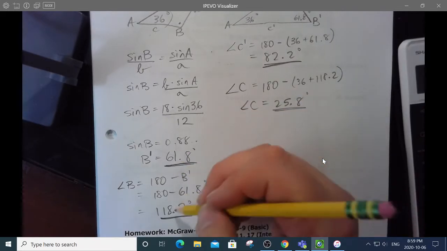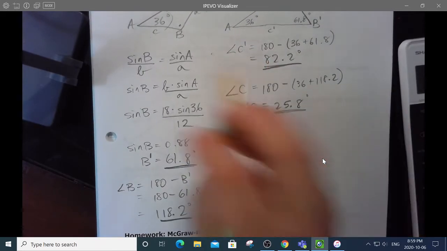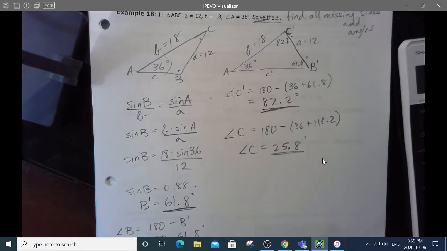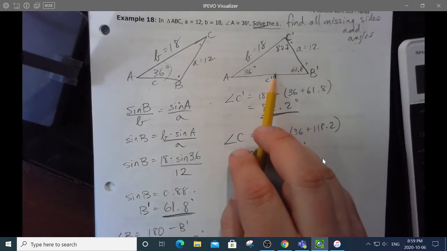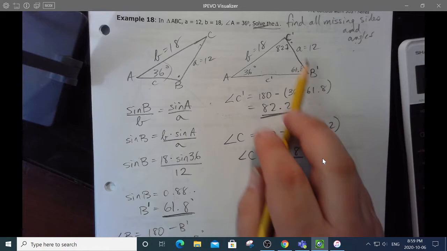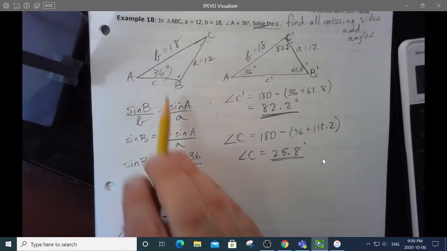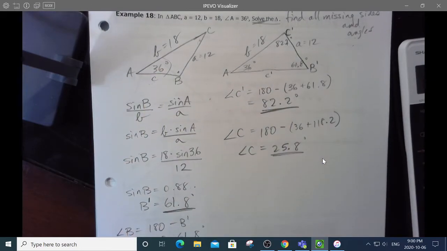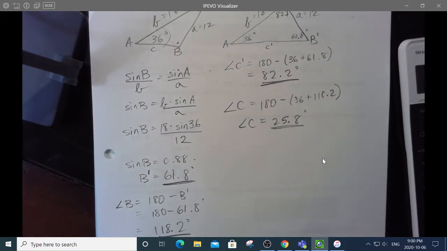Okay, what do I need? I've found the two angle B's, I found the two angle C's. Oh, I need two side C's. Let's ponder this for a sec. This side C is in an acute situation, it's a longer side. This one's going to be much smaller. So I'm expecting C to be smaller than C primed. Now that I know angle C, I can find both of them.